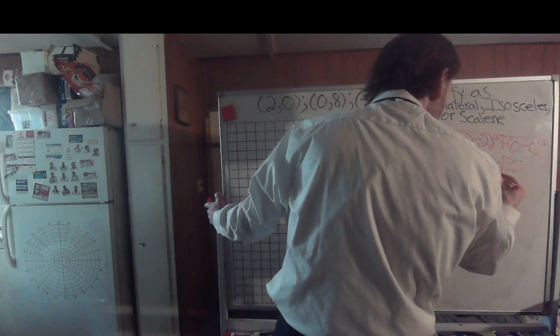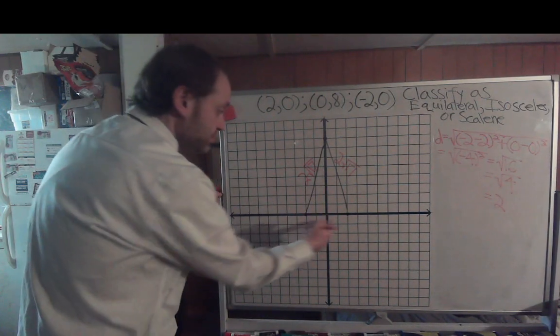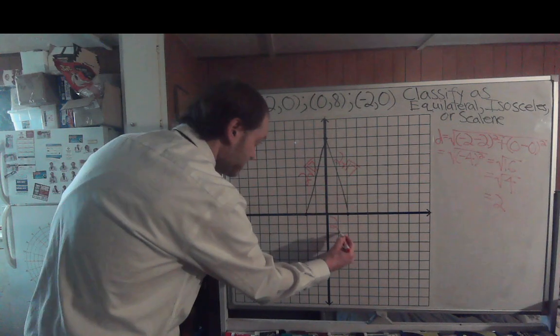That's 0 minus 0, don't even bother with that. This turns into the square root of 16, which equals the square root of 4, which equals 2. So the distance between negative 2, 0 and 2, 0 is 2.